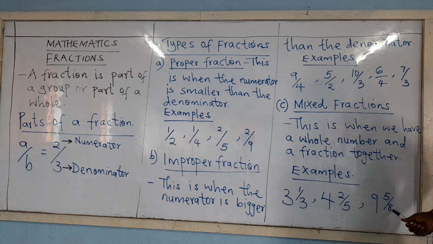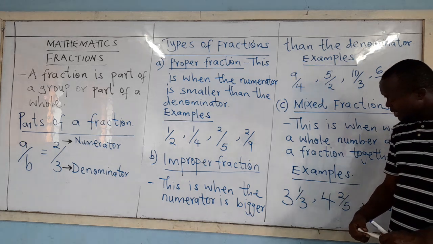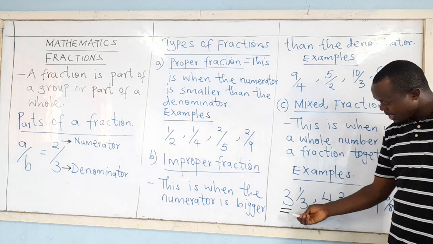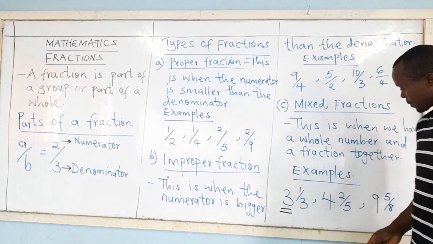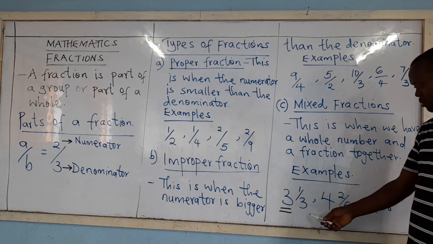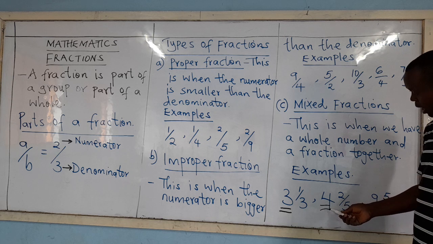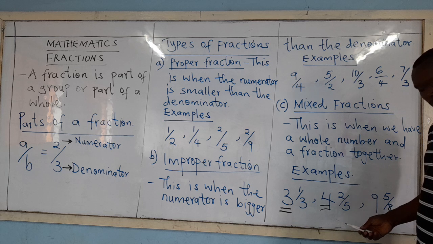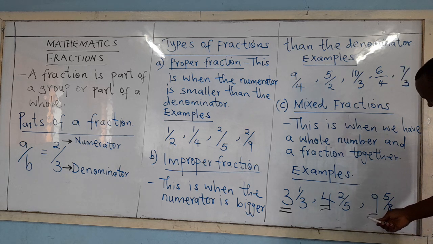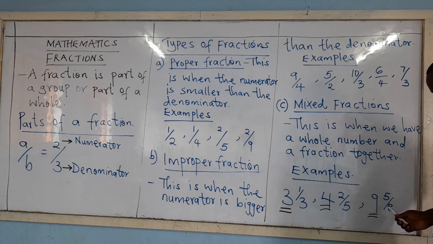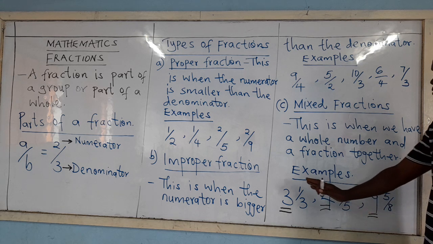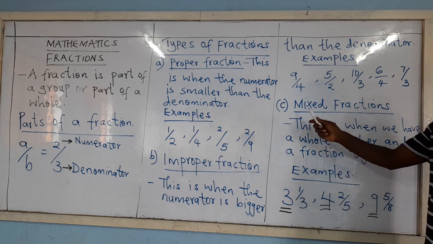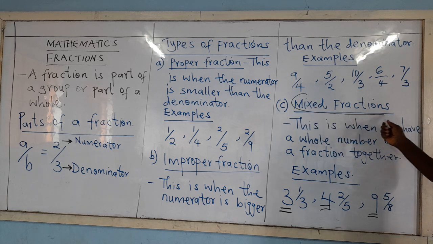Remember, class, that 3 in this example, 3 is a whole number. A third is a fraction. 4 here is also a whole number, and 2/5 is a fraction. On this other end, 9 is also a whole number, and 5/8 is a fraction. In this case, since we have a whole number and a fraction, we call it mixed fractions.